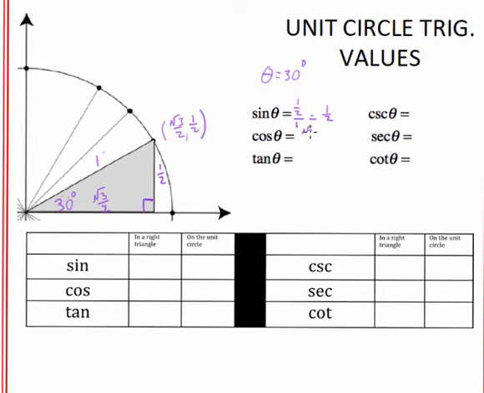And the tangent is opposite over adjacent, so let's actually do that one. The opposite side is 1/2 over square root of 3 over 2. When you divide fractions, it's the top fraction multiplied by the reciprocal of the bottom. Okay, these 2s cancel, giving 1 over root 3. And then we have to rationalize the denominator, and we get square root of 3 over 3.